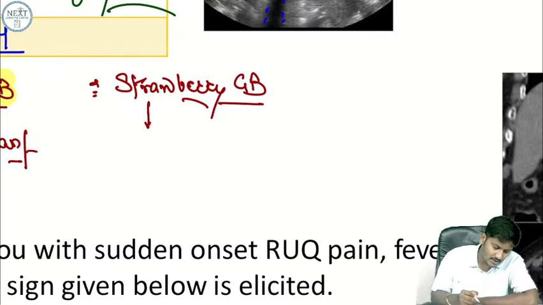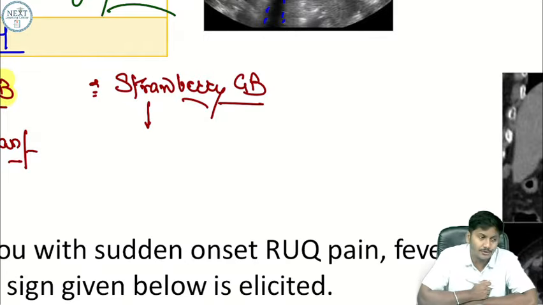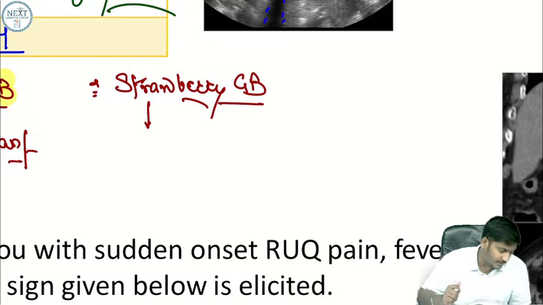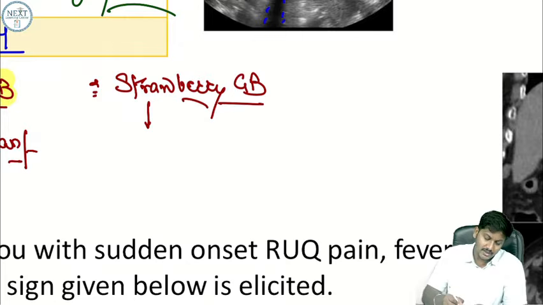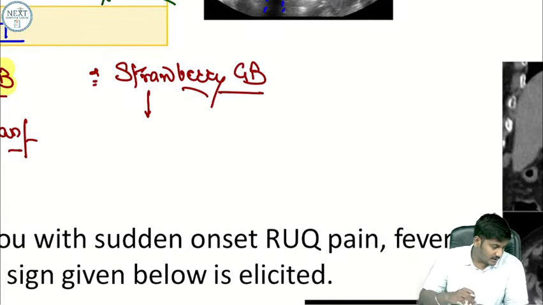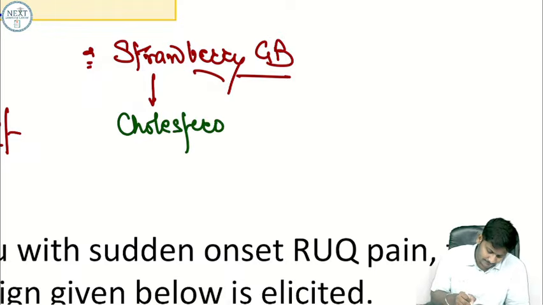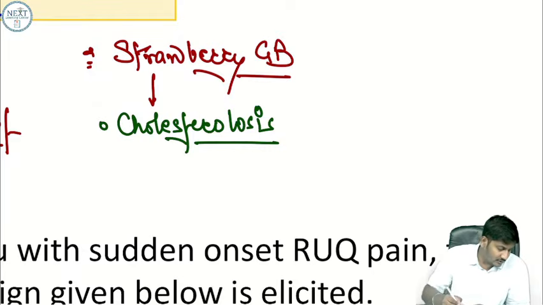Strawberry gallbladder is seen when there is deposition of cholesterol flakes, beta, on the gallbladder wall. When the cholesterol deposits on the gallbladder wall, that leads to a classical appearance like a strawberry, beta. And that strawberry gallbladder is usually seen in a condition that is classically known as cholesterolosis, beta. That condition is classically called cholesterolosis. So cholesterolosis of gallbladder, definitely, beta, not cancer.